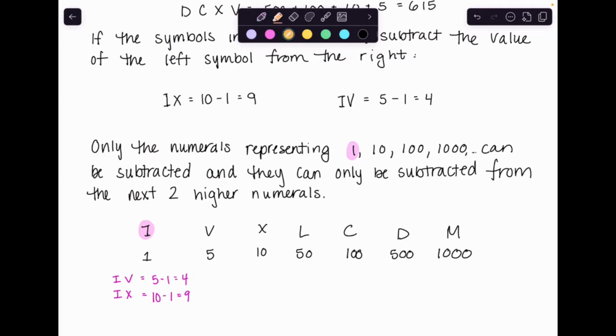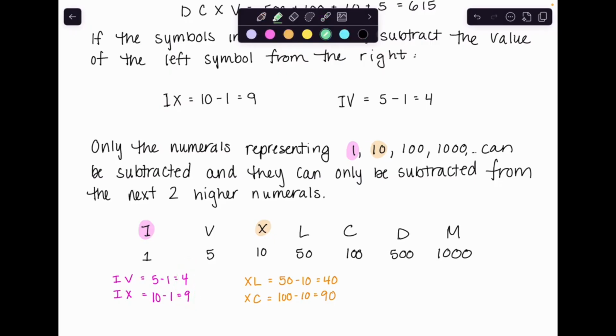The next value that I can subtract is going to be that value for 10. And I only can subtract it from L or C. So I can write XL and I can write XC. XL would mean from 50 we remove 10, which gives me 40. And from 100 we remove 10, which gives me 90. So again, it gives me the placeholders for 4 and 9 in the tens, where these are the placeholders of 4 and 9 in the ones.